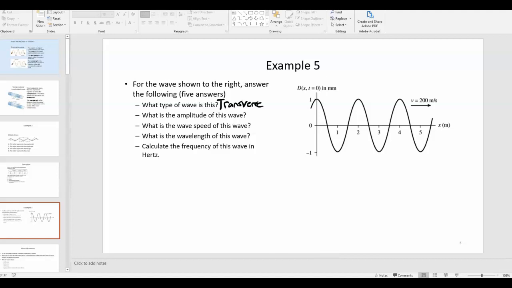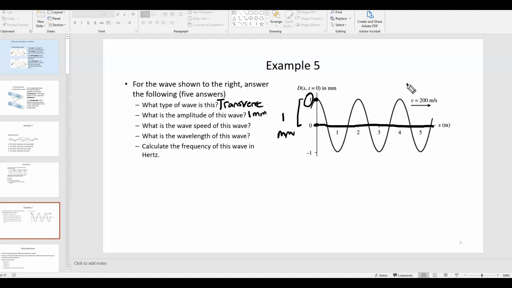Okay, now the second question says, what is the amplitude of this wave? So try to find what the amplitude of this wave is. Okay, so remember the amplitude, you start by measuring at the rest position, so anywhere along this line, and either going up to the crest or down to the trough. And so from here to the crest, which is here, that is 1 millimeter. We know it's 1 because there's a 1 right there. So I would say that the amplitude is 1 millimeter.